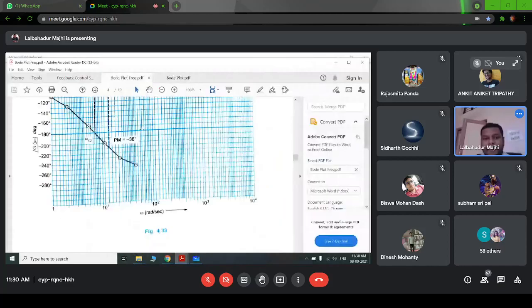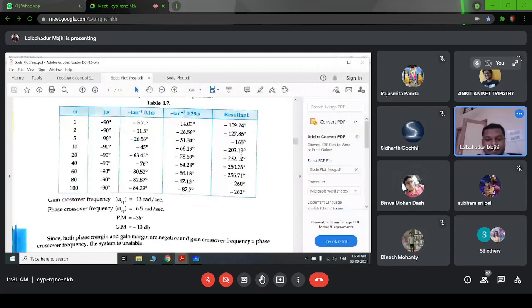So the initial slopes we have discussed. So we have done two.